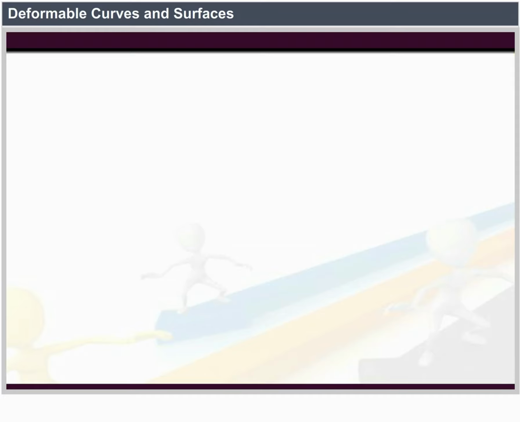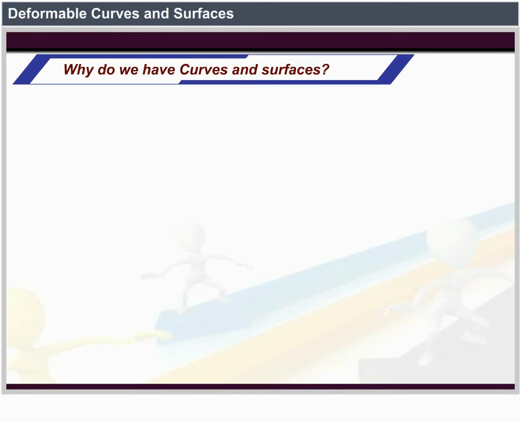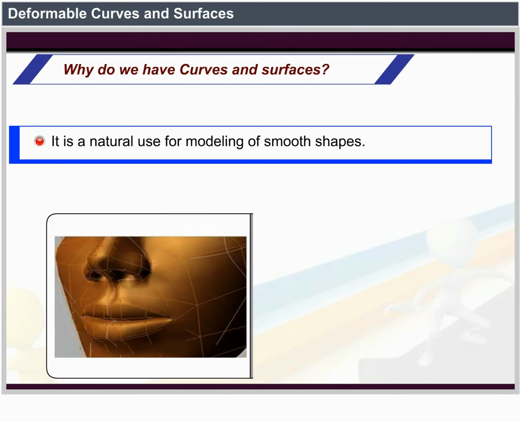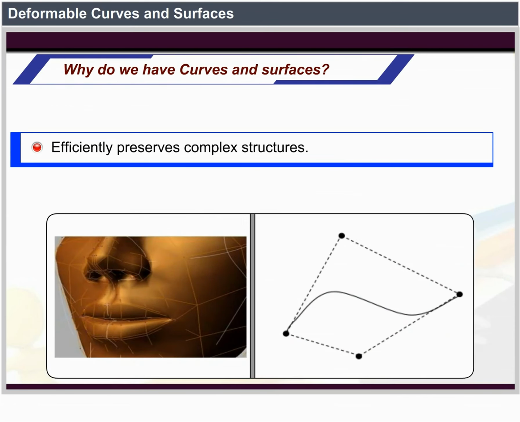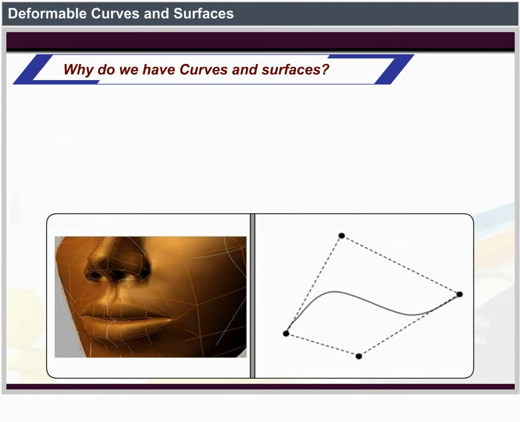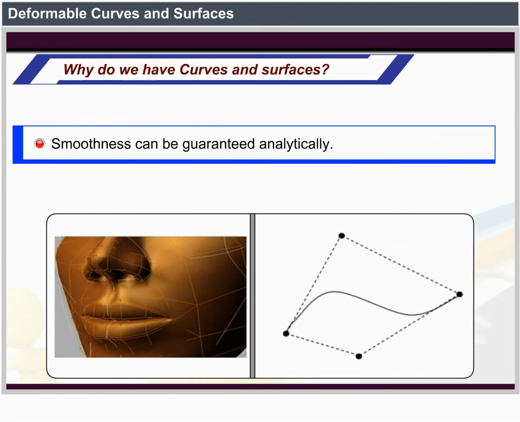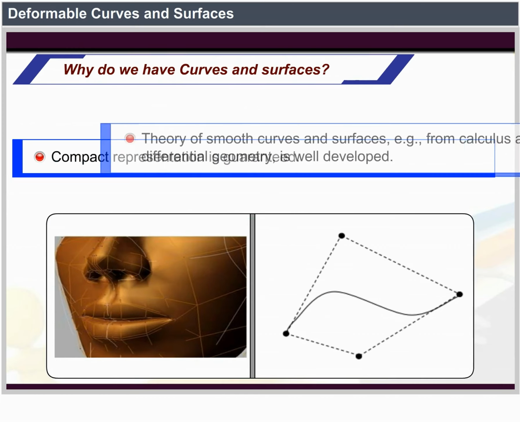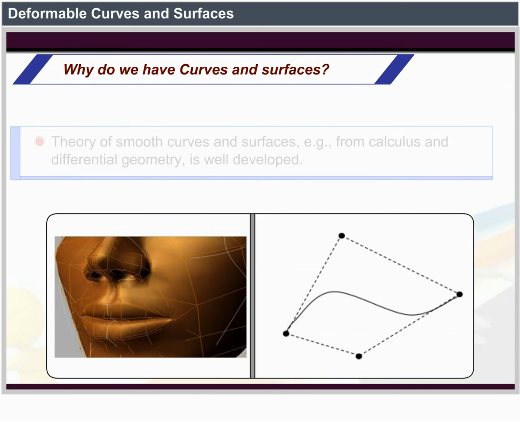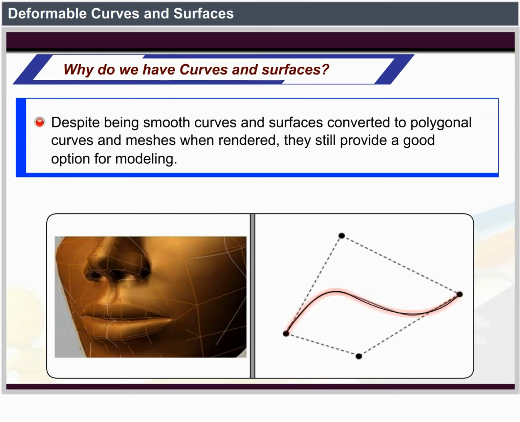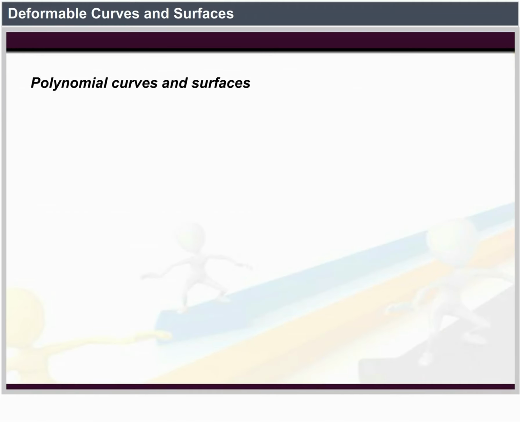Deformable curves and surfaces. Why curves and surfaces? Natural use for modeling of smooth shapes, easy to design, efficiently preserve complex structures, smoothness can be guaranteed analytically, compact representation, theory of smooth curves and surfaces, that is, from calculus and differential geometry, is well developed. Although smooth curves and surfaces are converted to polygonal curves and meshes when rendered, they still provide a good option for modeling.